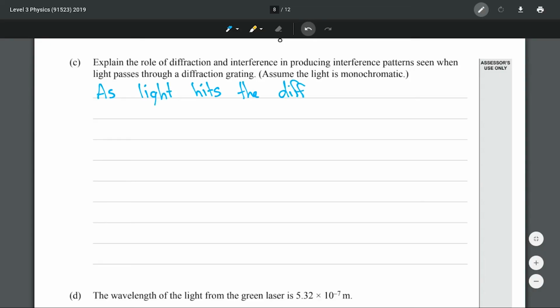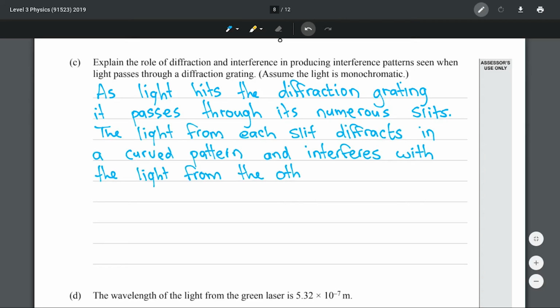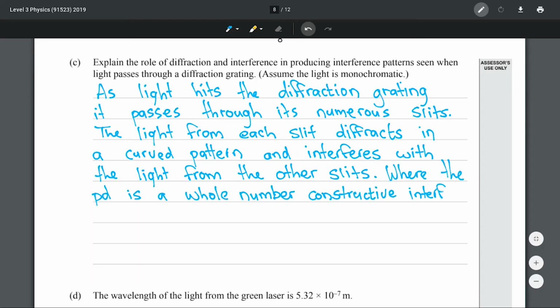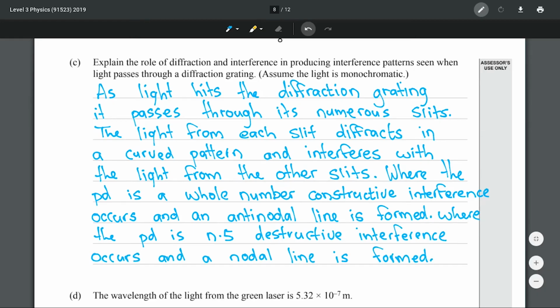As light hits the diffraction grating, it passes through its numerous slits. The light from each slit diffracts in a curved pattern and interferes with the light from the other slits. Where the path difference is a whole number, constructive interference occurs, and an antinodal line is formed. Where the path difference is some number plus 0.5, destructive interference occurs and a nodal line is formed.